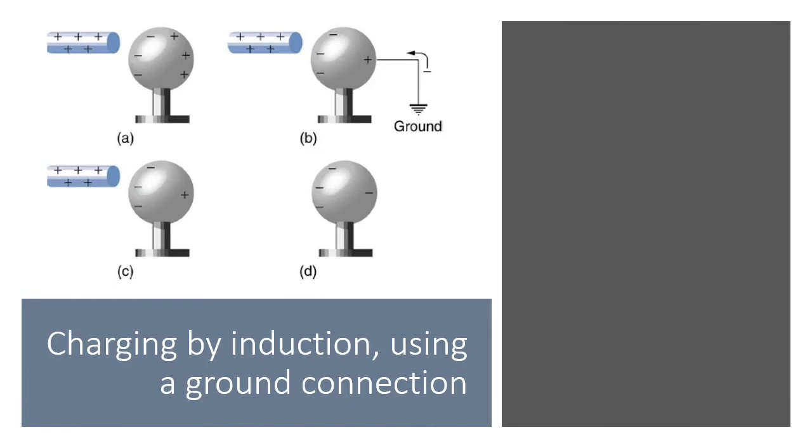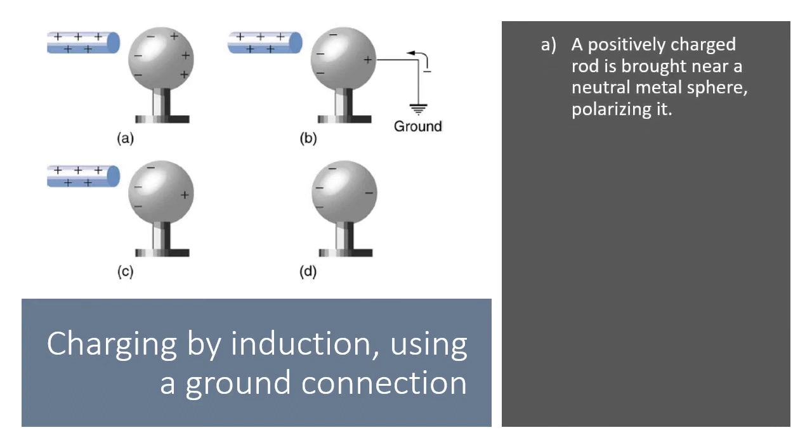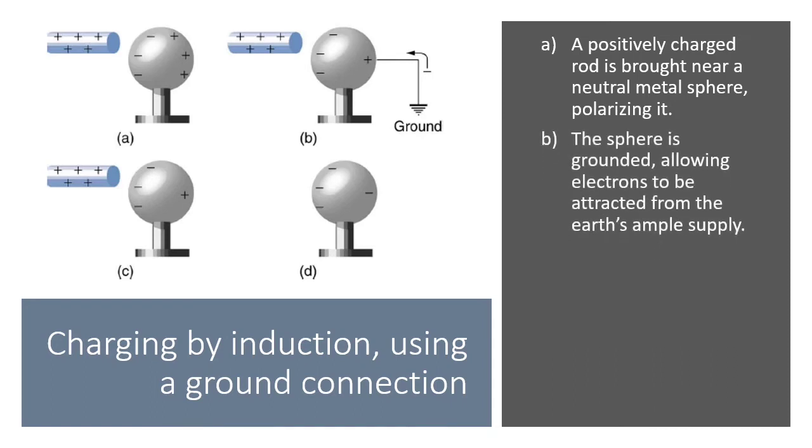So now we're going to charge by induction using a ground connection. A positively charged rod is brought near a neutral metal sphere, polarizing it. The sphere is grounded, allowing electrons to be attracted from the Earth's ample supply. So this kind of counts as the second sphere.